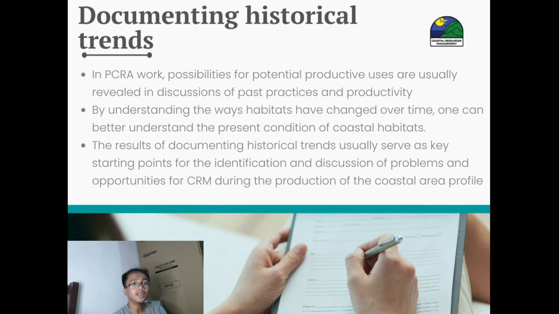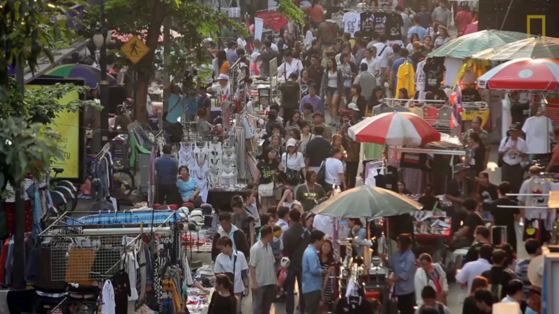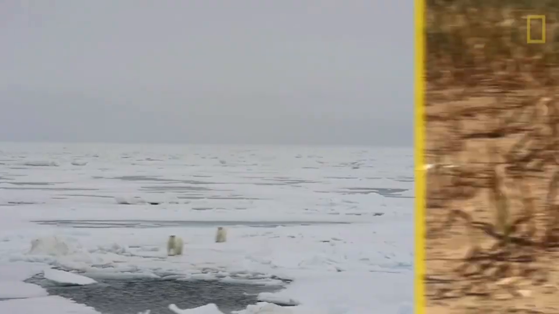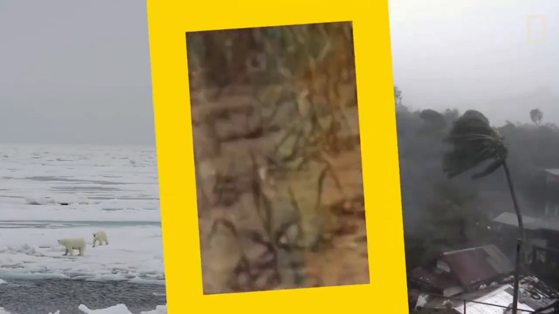Therefore, the only real indication of maximum possible economic yield comes from past experience when overfishing was not yet a problem. By understanding the ways habitats have changed over time, one can better understand the present condition of coastal habitats. Take note that by understanding the past, one can glimpse the future.